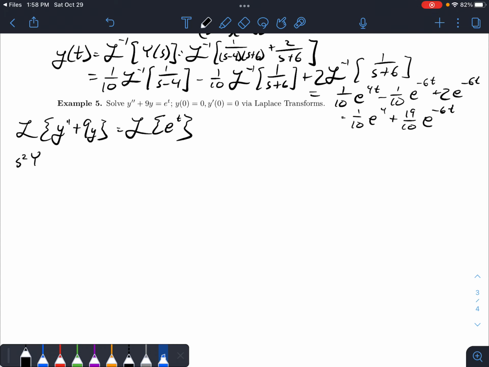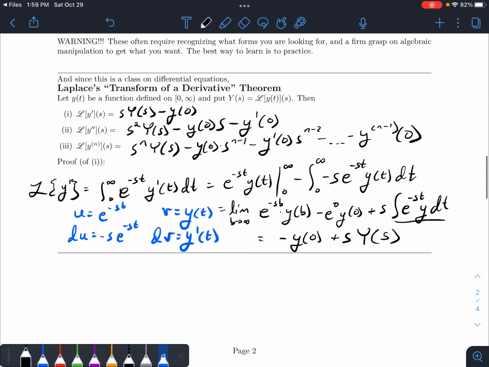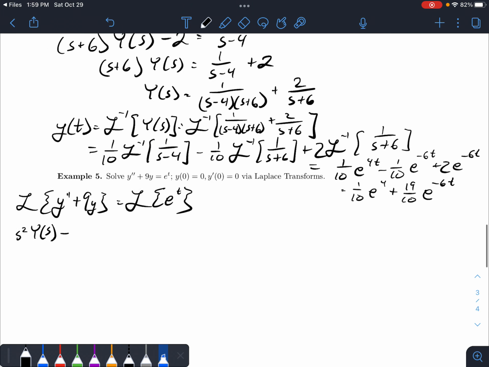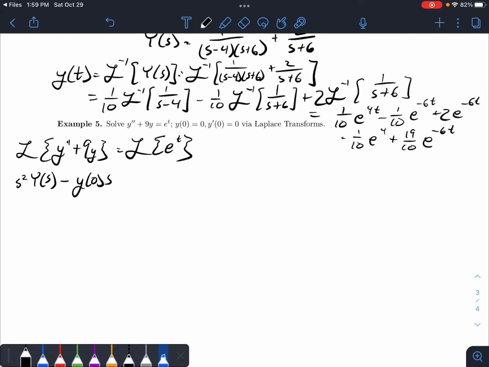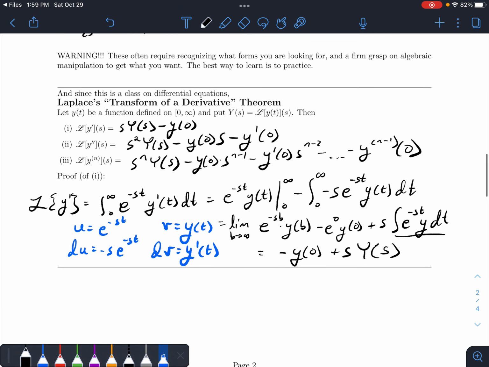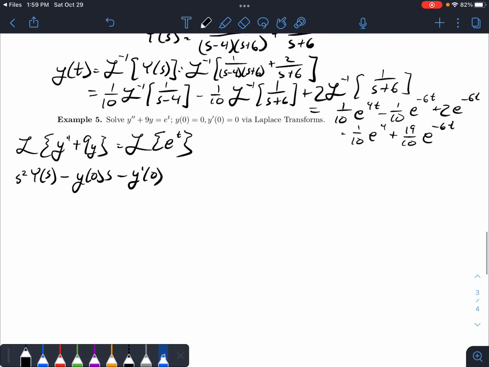All right. So the left-hand side, I'll do the Laplace transform of y double prime, which would be s squared times capital Y of s minus, see the formula, s times y of 0, and then minus, should just be y prime of 0 by itself, right? Yeah. Okay. And then plus 9 times the Laplace transform of y. So Laplace transform of 9y is just 9 times the Laplace transform of little y, which is just that.